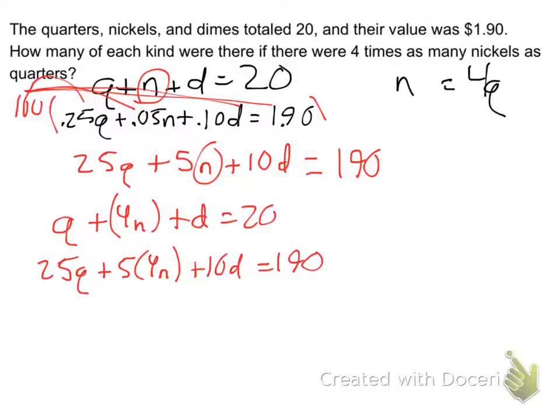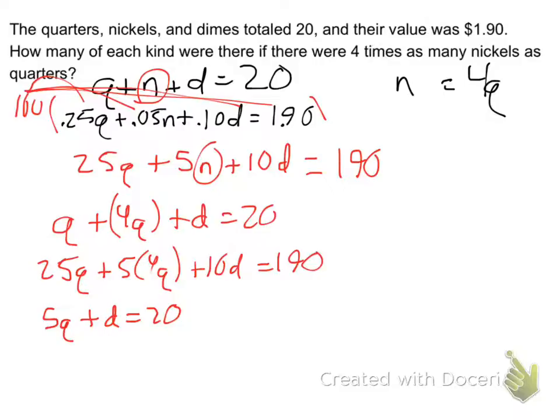What's Q plus 4? That's 4Q, not 4N. Oh my goodness, guys. Just teaching you guys, if you make a mistake in your videos, just keep going. Fix it. Should be 4Qs, sorry. So what's Q plus 4Q? So it becomes 5Q plus D equals 20.